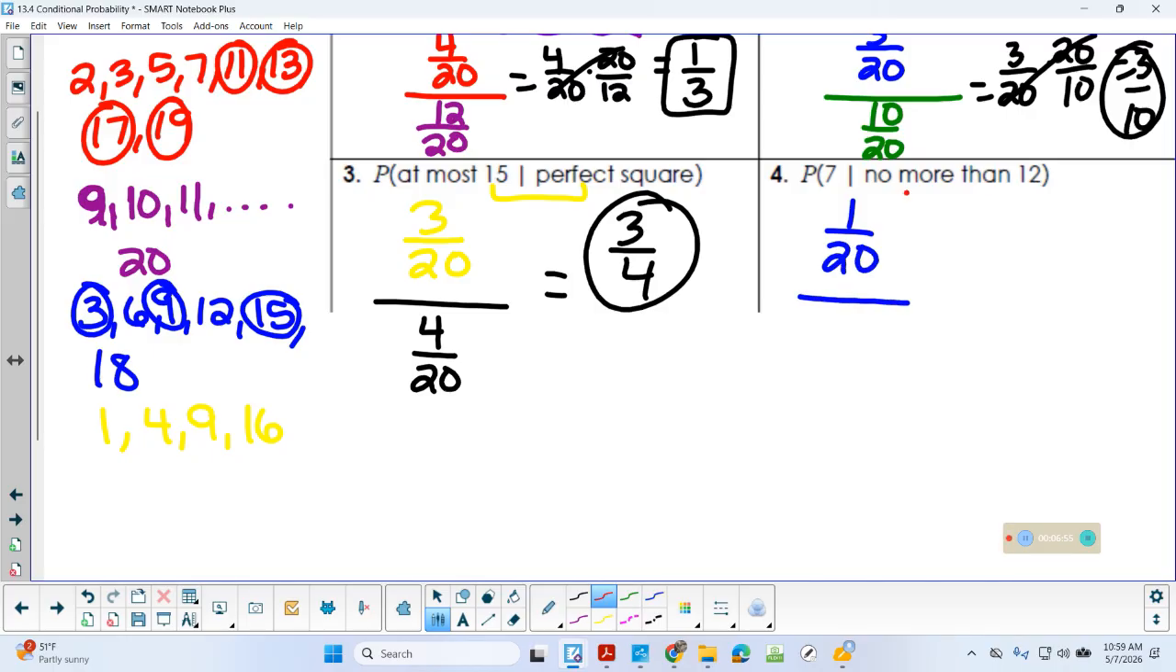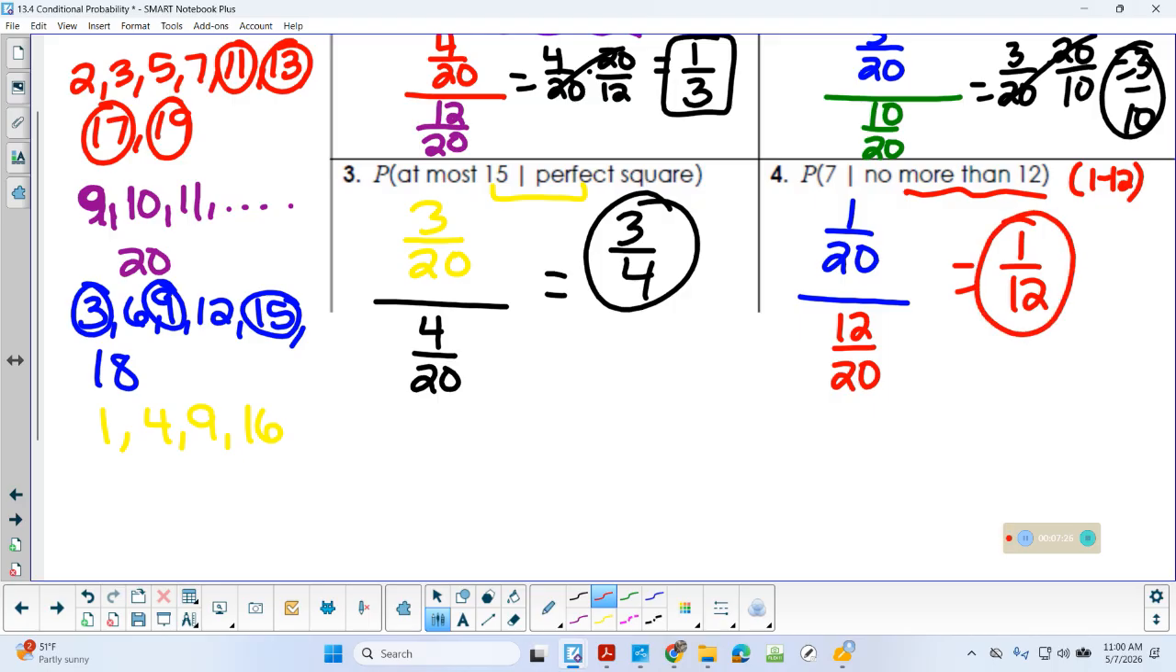Now, let's talk about the no more than 12. How many numbers are no more than 12? So what does that really mean, no more than 12? Is that 12 and under or 12 and over? 12 and under. So 1, 2, 3, 4, 5, 6, 7, 8, 9, 10, 11, 12. How many numbers is that? 12. So shortcut, final answer, 1 over 12. Woo! Tricky stuff, tricky stuff.